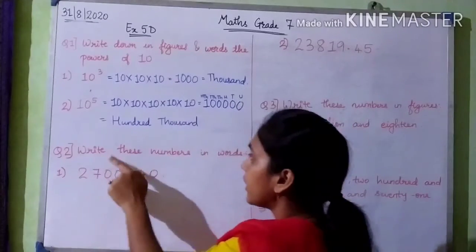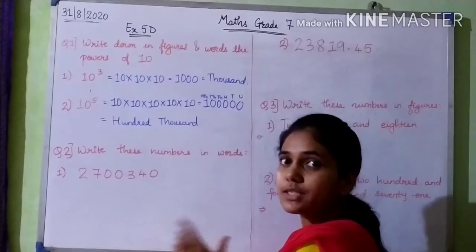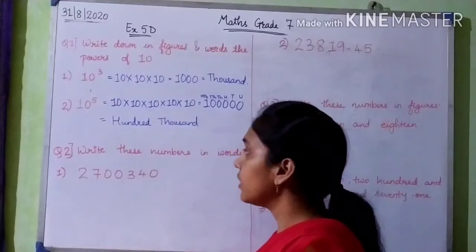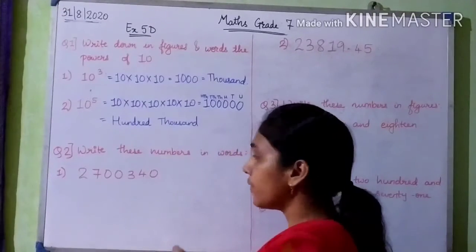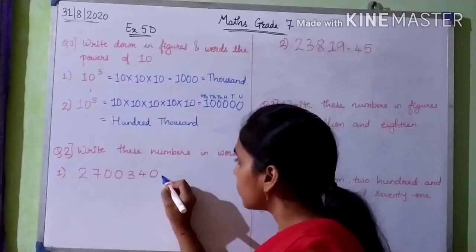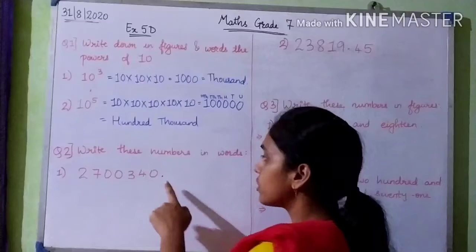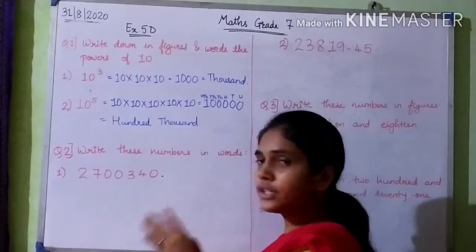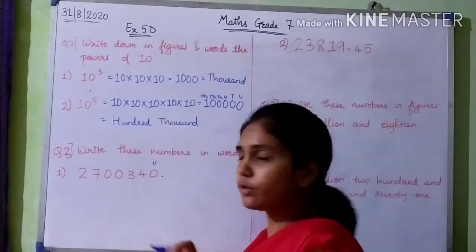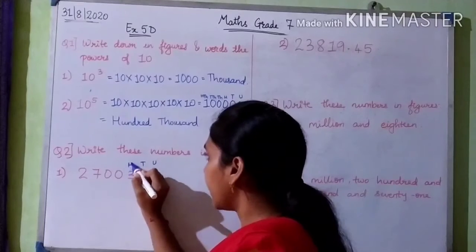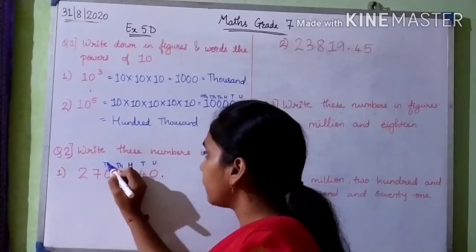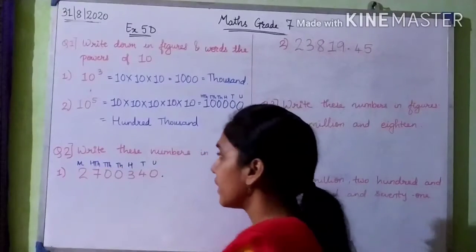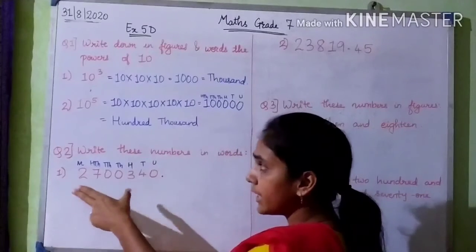Now the second question. Write these numbers in words. So we have to write the given numbers in words. See here, in this first question there is no decimal point given. So as I told you, where will the decimal point be? It will be at the extreme right end. Starting from the decimal point, as we go towards the left, how do we name the digits? First digit we name as units, then tens, then hundreds, then thousands, then 10,000s, then 100,000 and then 1 million. Okay. So we have to write this figure in words now.